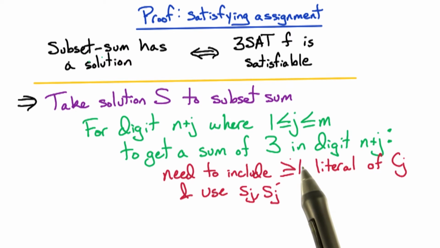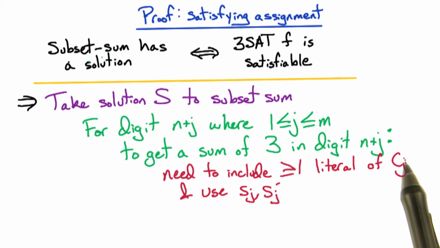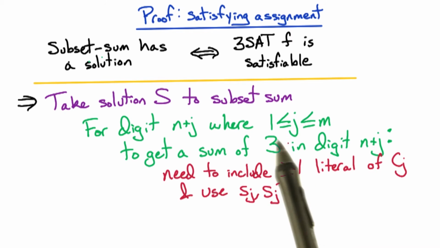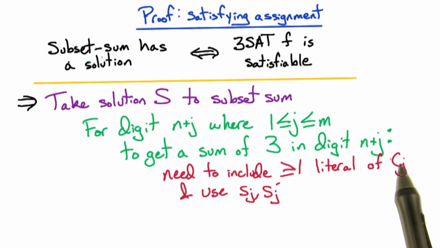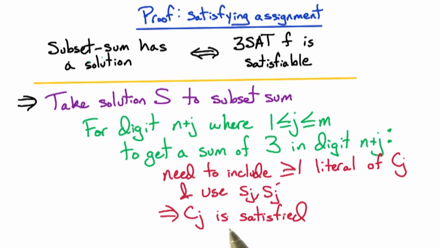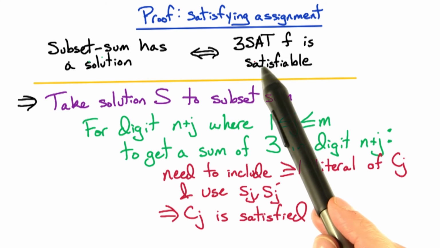If we satisfy exactly 3 literals in this clause, then we don't need to use either of these buffer numbers, sj or sj prime. Just using these 3 satisfied literals gives us a sum of 3 in this digit n plus j. If we satisfy 0 of the literals in this clause, then there's no way to achieve a sum of 3 in this digit, and therefore we don't have a solution to the subset sum problem. We're assuming we have a solution, therefore we must have at least one satisfied literal in this clause. Thus, cj is satisfied, and thus every clause is satisfied, and therefore we have a satisfying assignment for f.